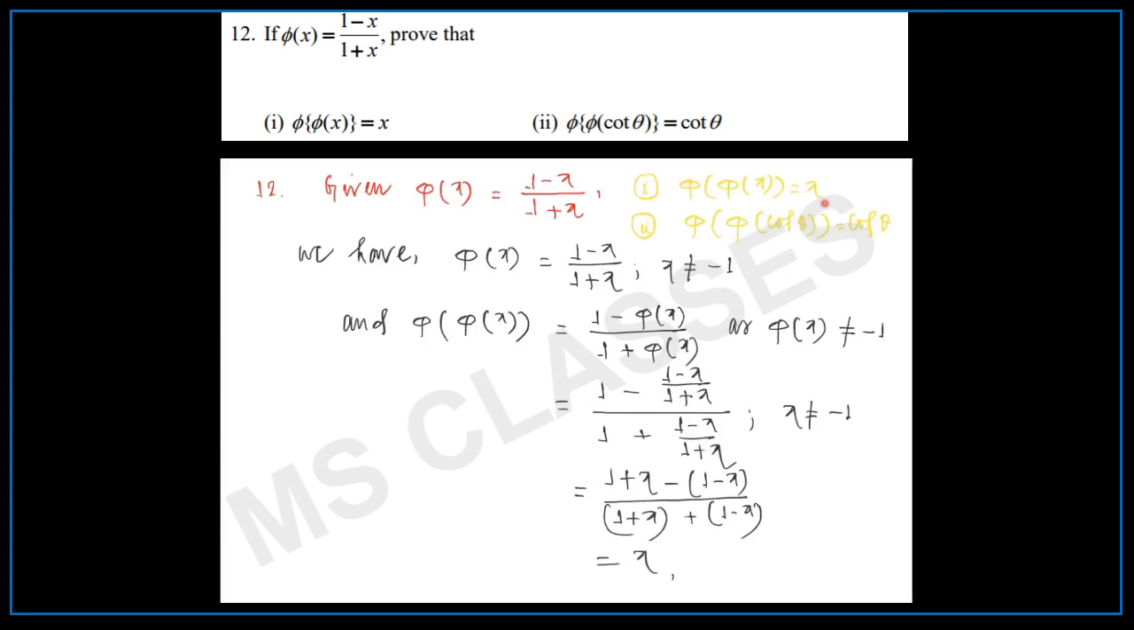Now once we have proved that phi of phi(x) equals to x, then we can say phi of phi(cot theta) will be cot theta, provided cot theta is not equal to minus 1. We get phi of phi(cot theta) equal to cot theta, provided cot theta not equal to minus 1.